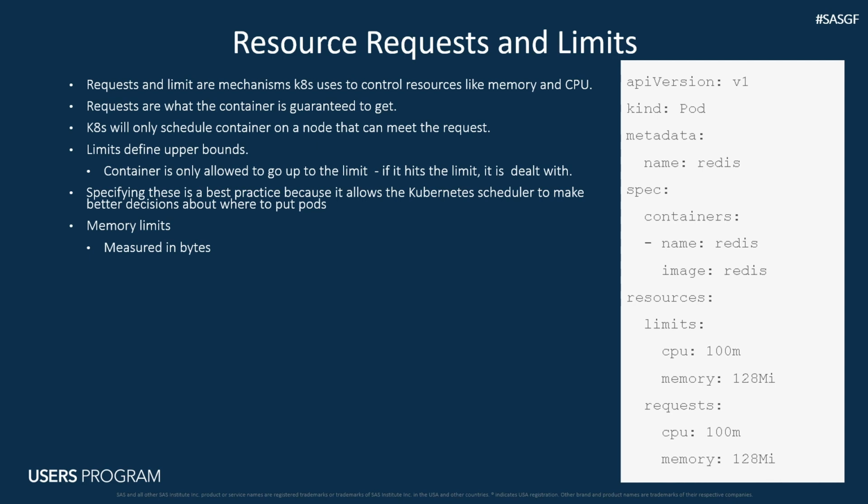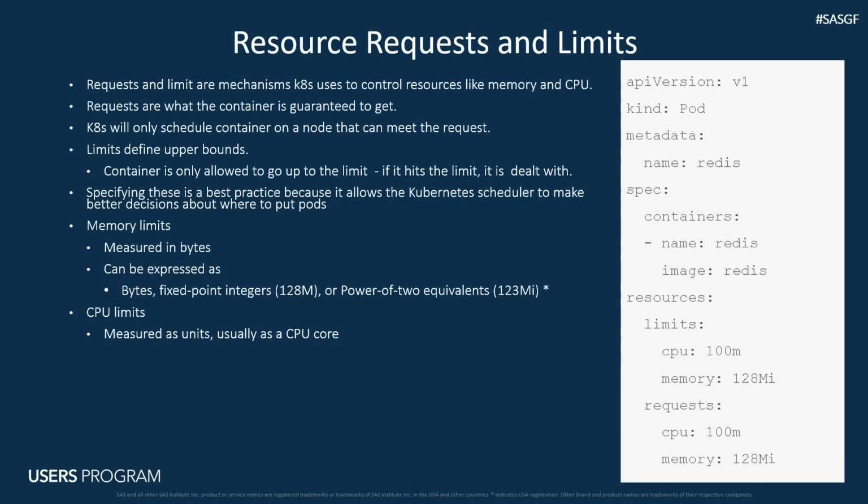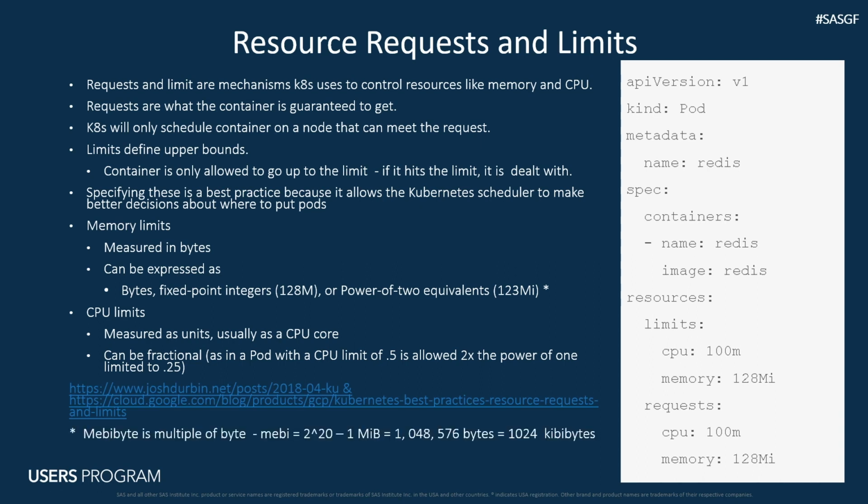So you can have memory limits measured in bytes. These can be expressed as bytes, fixed-point integers, or megabytes, which is a power of 2 equivalent. CPU limits can be measured as units, usually as a CPU core, and we can talk about them in terms of millicores. It can be fractional, as in a pod with a CPU limit of 0.5 is allowed twice the power of one limited to 0.25. In our example, we have 100 millicores, so 100 out of 1,000, a tenth of a CPU core to work with. Again, a megabyte is just a multiple of a byte, expressed as a power of 2.